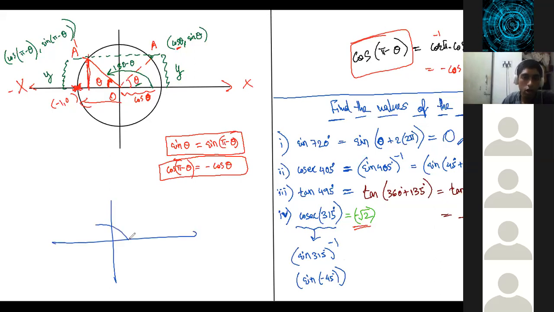See, whether you're talking about 315 degrees this way, that is the same as saying minus 45 this way. This is 315 degrees in one direction, which is the same as 45 degrees in the opposite direction. So the reciprocal of sine minus 45, but sine minus 45 is minus 1 by root 2, so on reciprocity, minus of 1 by root 2 inverse, which is minus root 2.